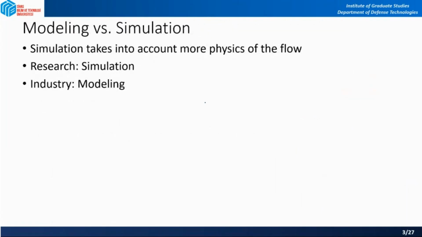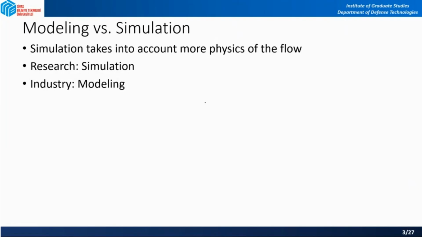Okay, the fact that simulation takes into account more physics of the flow is why you get more accurate results than modeling. However, the simulation takes a lot of time, basically because of two reasons. Because you have to use very small time, as well as spatial resolution. It takes too long to solve.